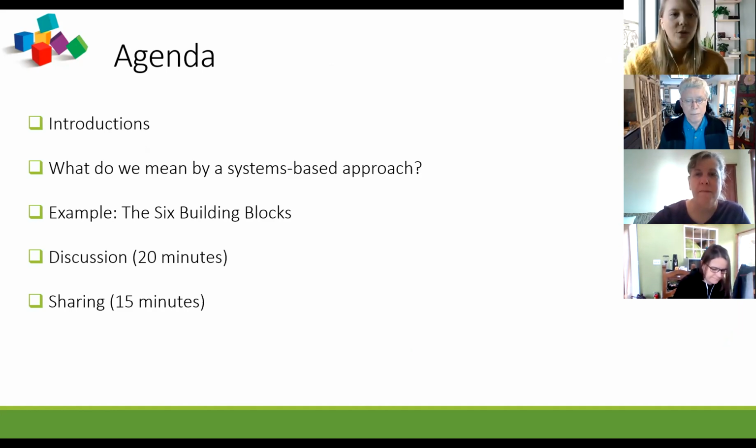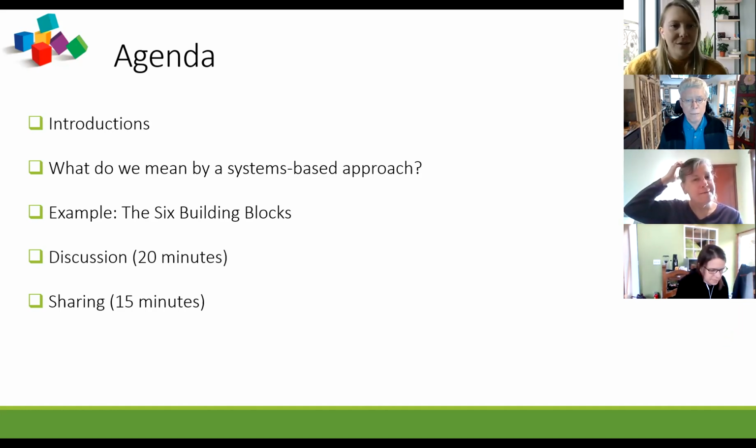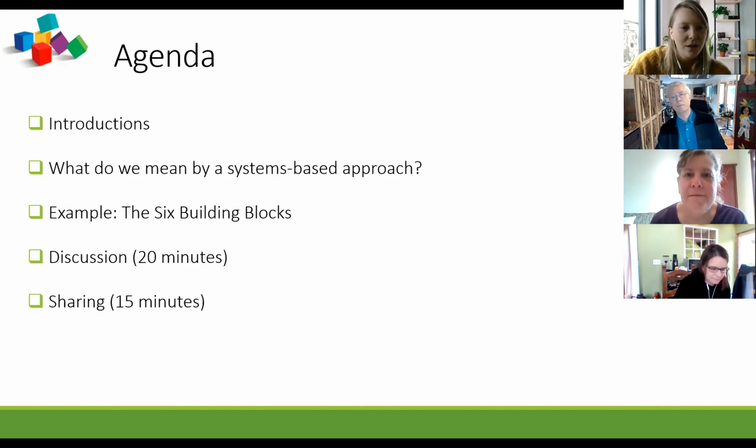Here is our agenda for today. We're going to start off by introducing the Washington OD2A team, the 6 building blocks, and then we're going to dive into what do we mean by a systems-based approach, and then we're going to tell you more about the 6 building blocks, and then continue with discussion in breakout sessions, followed by some sharing from all the different groups.